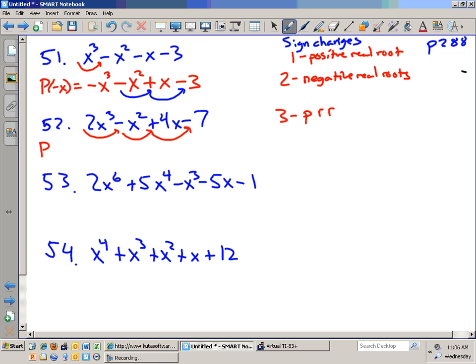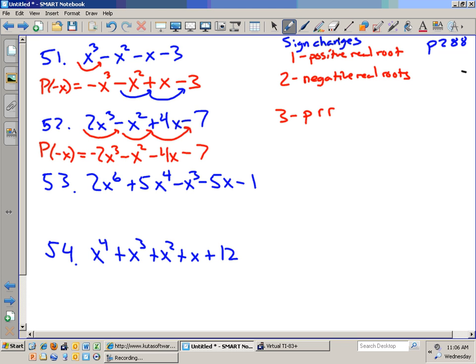If we plug in p of negative x, we get, what's negative x to the third? Negative x, so you would have a negative 2x to the third. If you notice, the sign switches for the odd powers. It doesn't switch for the even powers. What do you get if you square negative x? Positive x squared, so it's minus a positive x squared. Plug in a negative x there, you would get a minus 4x, and you would get a minus 7.